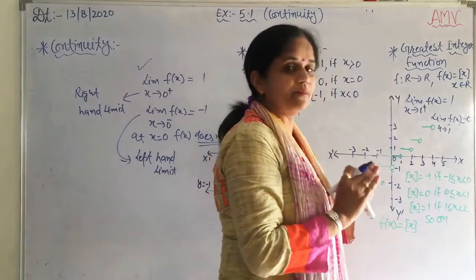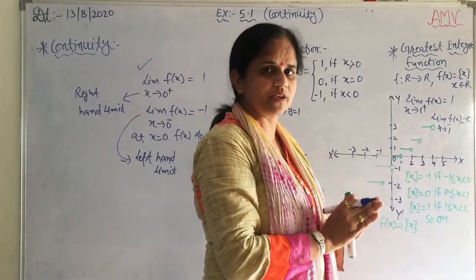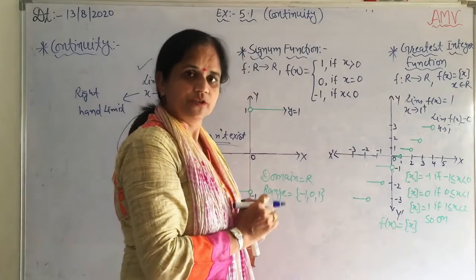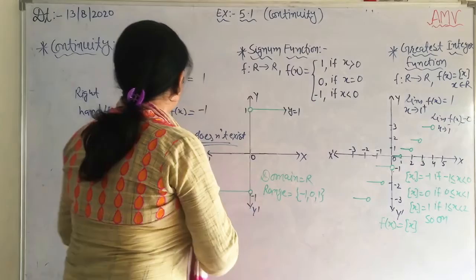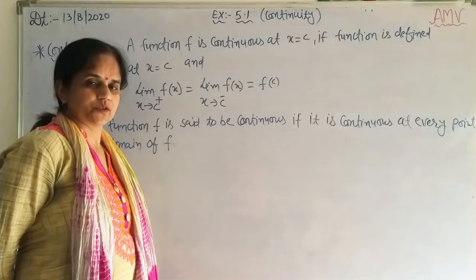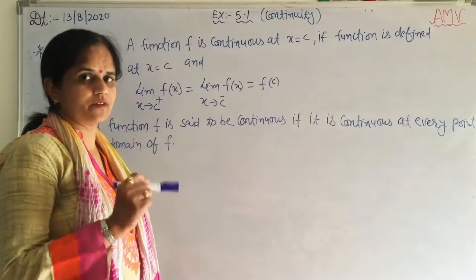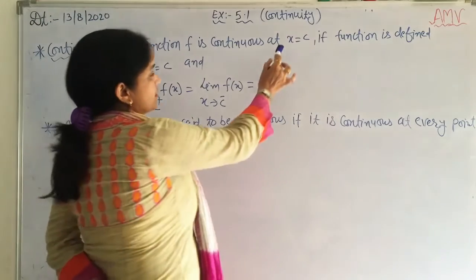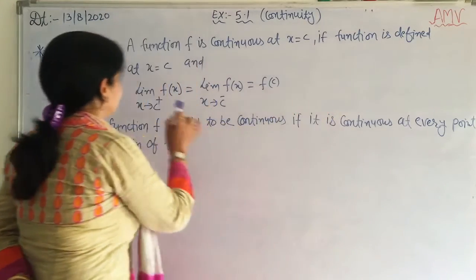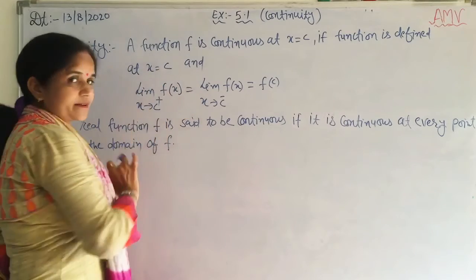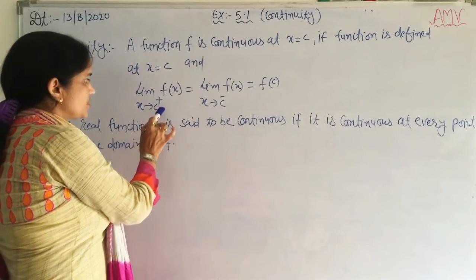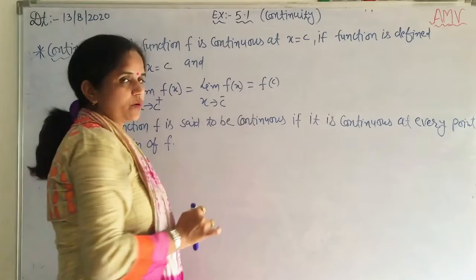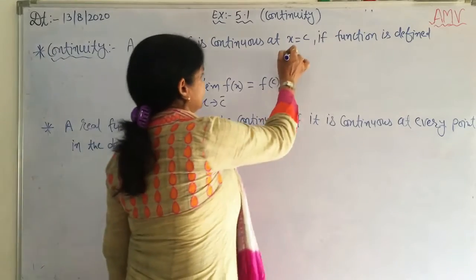So there are two methods to find whether a function is continuous or not: first, the graphical approach, or otherwise by finding the limits. The general definition of continuity: a function f is continuous at x equal to c if the function is defined at x equal to c, and the limit as x tends to c plus of f(x) is equal to the limit as x tends to c minus of f(x) is equal to f(c).